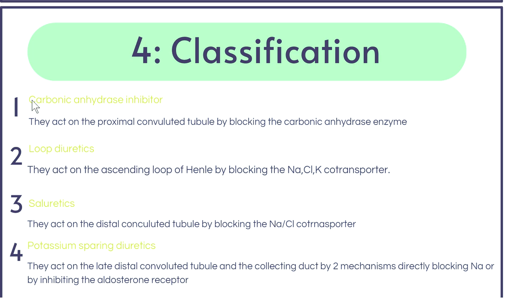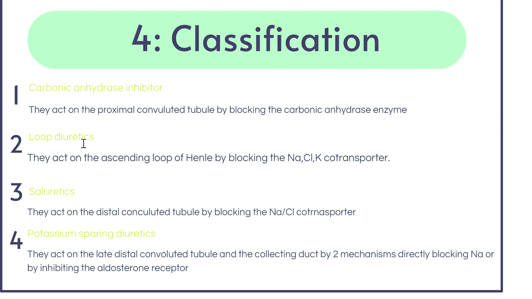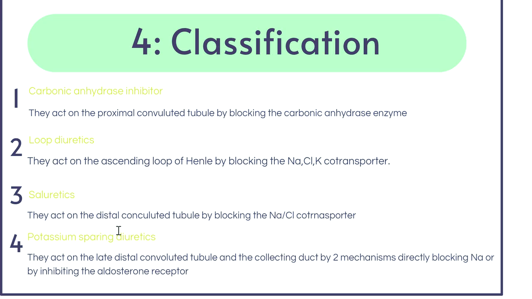The first one is carbonic anhydrase inhibitors, which are acting on the proximal convoluted tubule. Then we have the loop diuretics. They are acting on the ascending loop of Henle by blocking the sodium chloride and potassium cotransporter. Then we have the saluretics, which are acting on the distal convoluted tubule, and potassium sparing diuretics, which are acting on the late distal convoluted tubule as well as the collecting duct by two mechanisms. As we said, the first one is to block sodium directly, or second is to inhibit the aldosterone receptor.